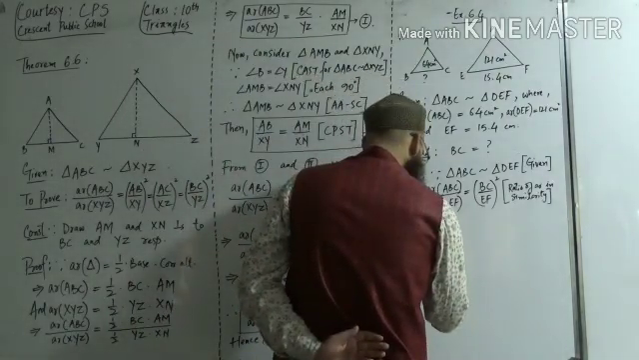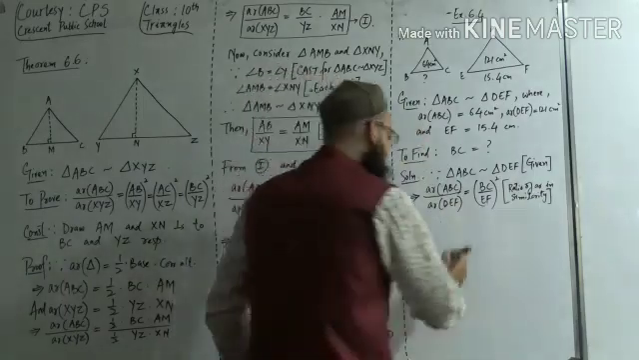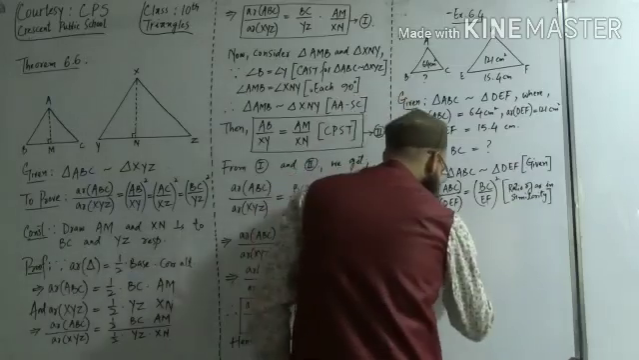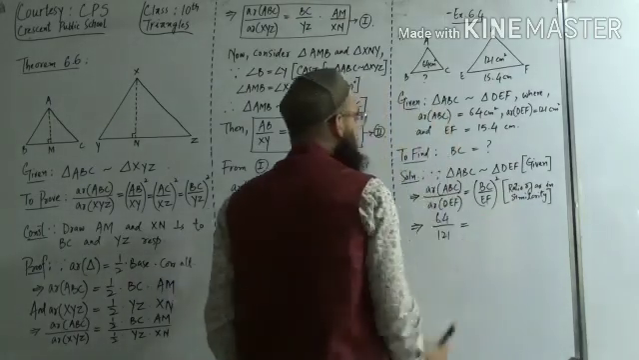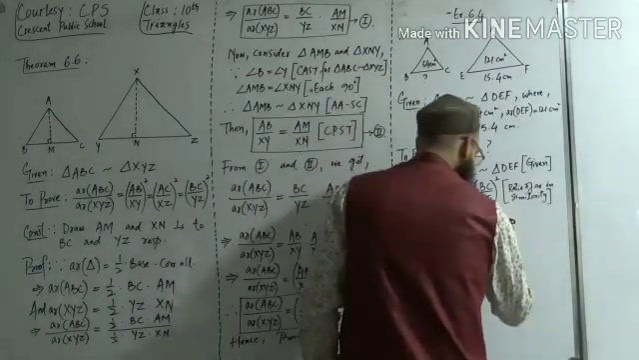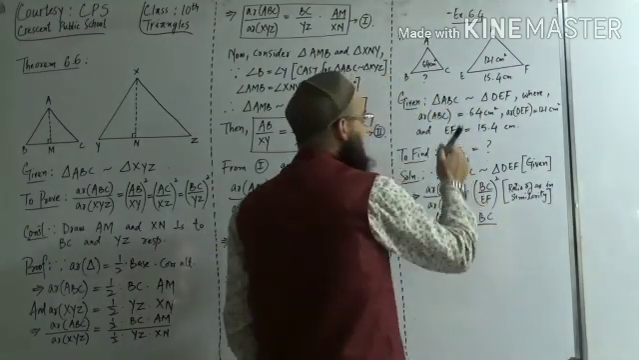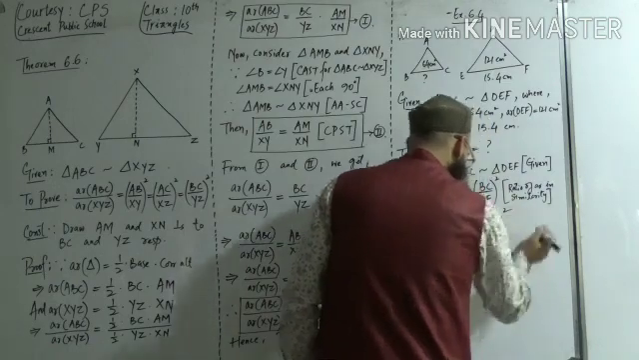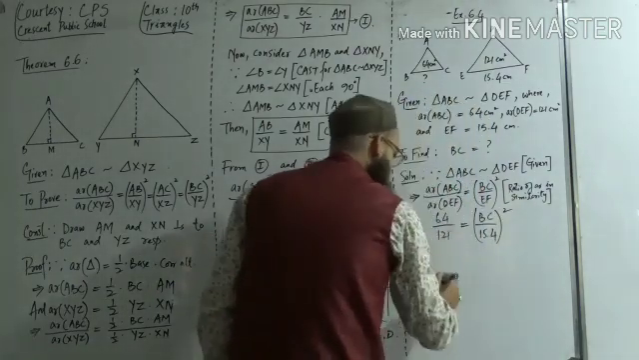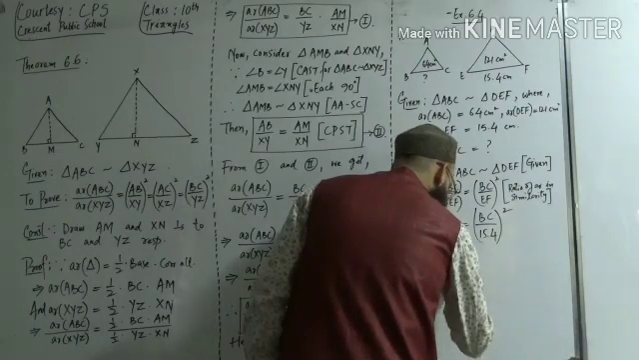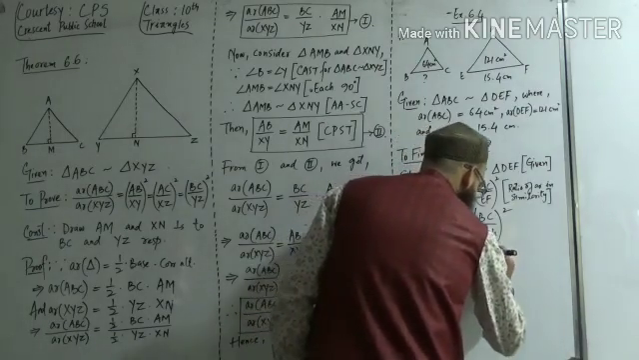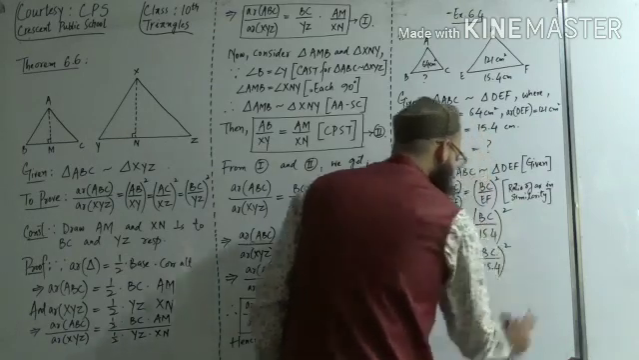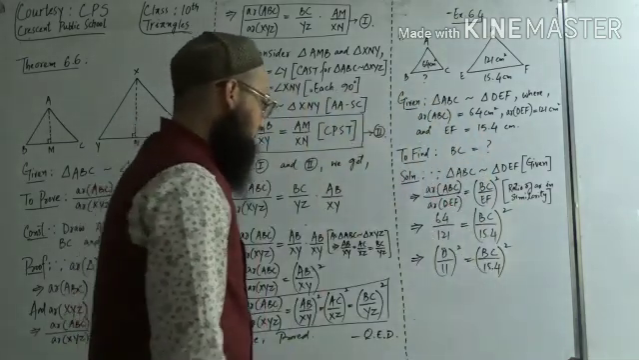So which implies that I know area of ABC, that's 64 square centimeters, so it's 64 divided by area of DEF, that is 121, is equal to BC, which I don't know, divided by EF, which is 15.4, whole square. Then I can write (8 by 11) square is equal to (BC by 15.4) whole square.